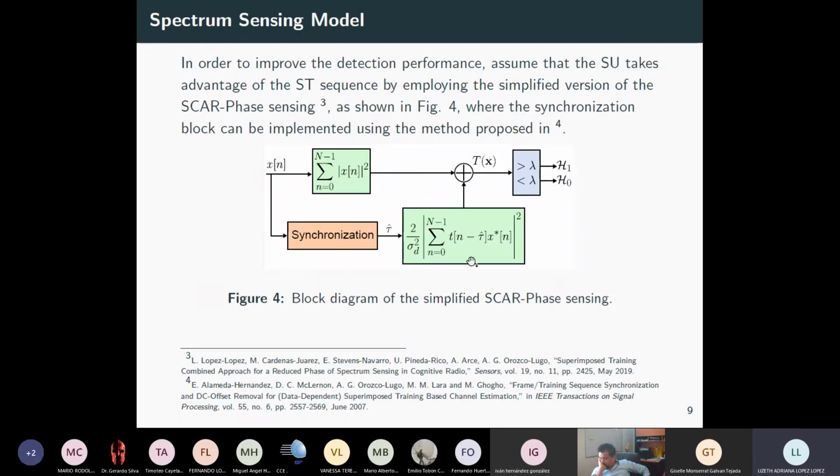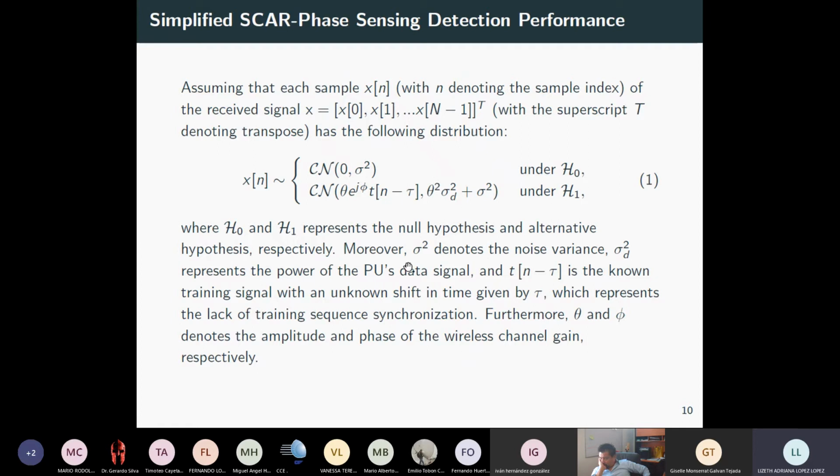The detection performance of this method is the following. Considering that each sample of the received signal at the secondary user has the following distribution, where sigma squared represents the noise variance, and sigma d squared represents the power of the primary user's data signal.